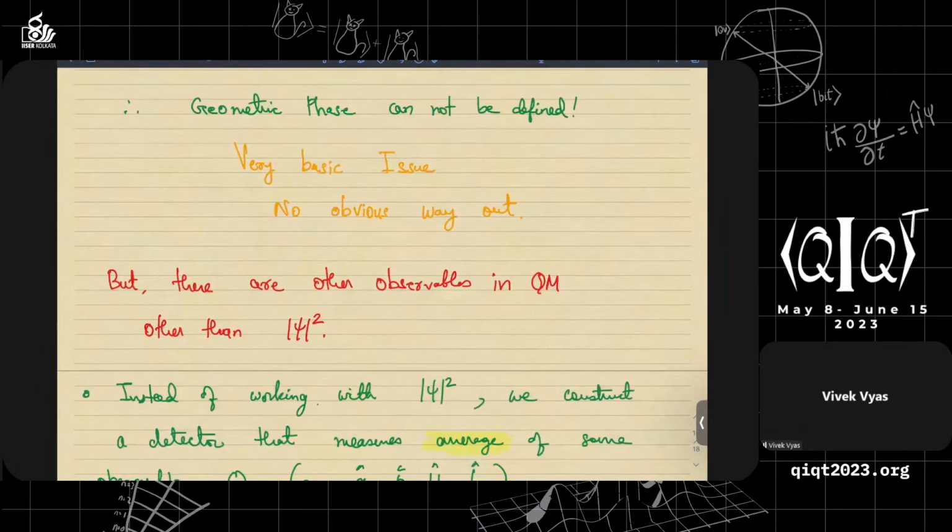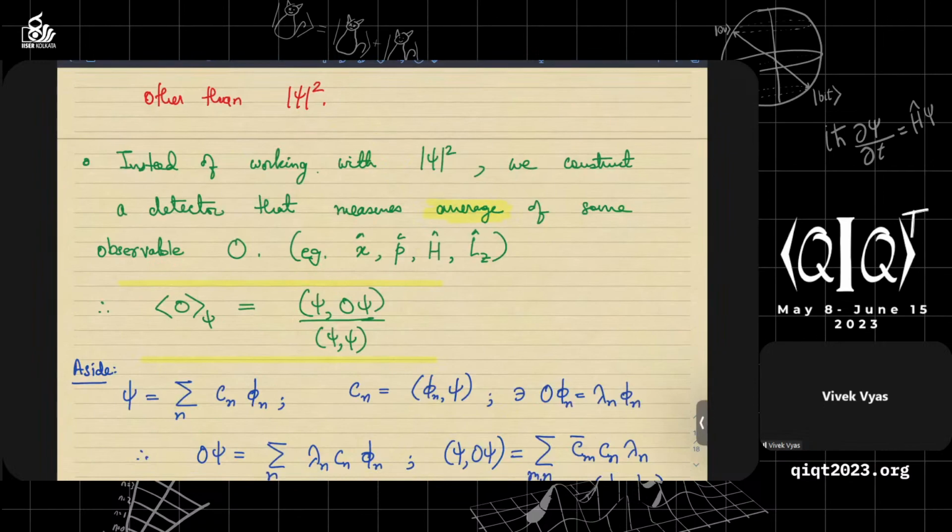So if you think carefully for a second, then the way out is very obvious. You find that there are more observables in quantum mechanics than just intensity. We have been looking at interference only by looking at intensity, mod psi squared. And because in our case mod psi squared was failing to capture the interference term, we sort of said that, well, we don't know the way out. But quantum mechanics is far richer. It allows us to measure averages of observables also.